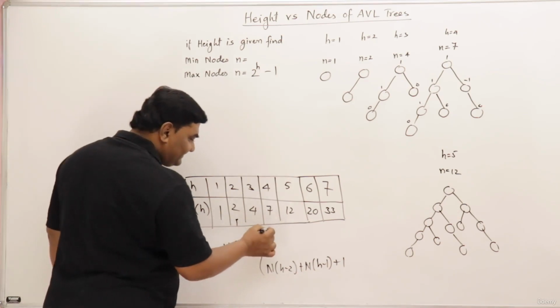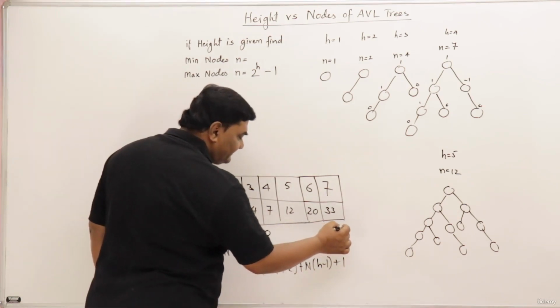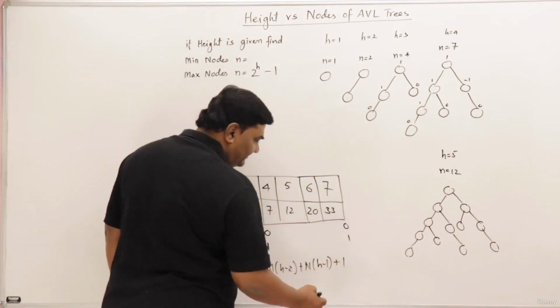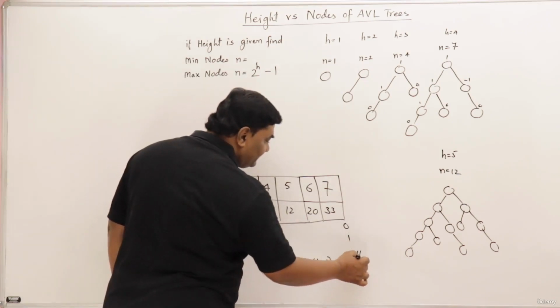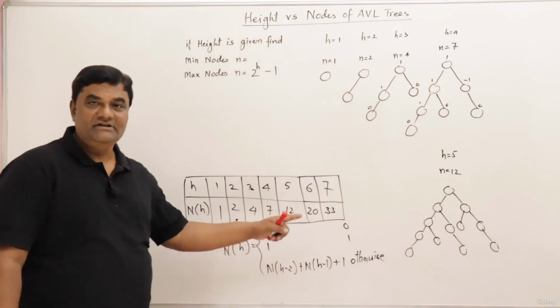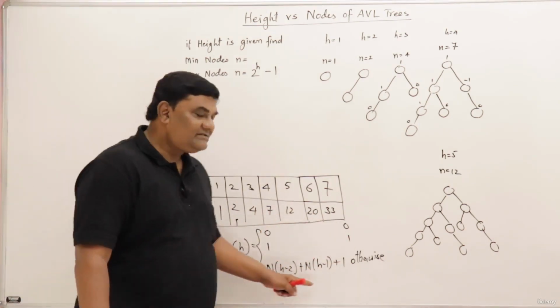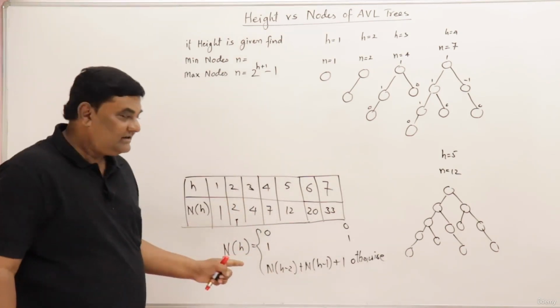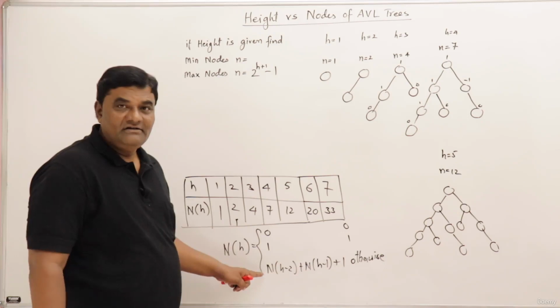So when height is 0, answer is 0. When height is 1, then the answer is 1, right? Otherwise, this is the answer. So when height is 0, answer is 0, height is 1, answer is 1. Otherwise, this is the formula used. So formula for minimum is this one.